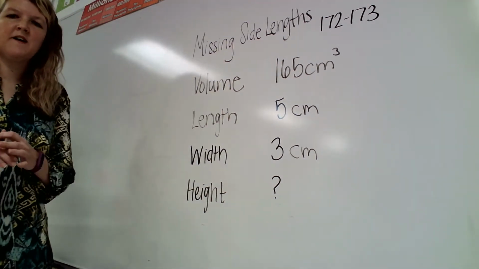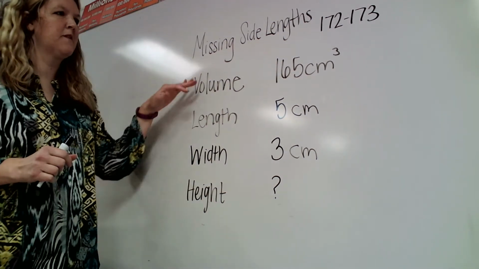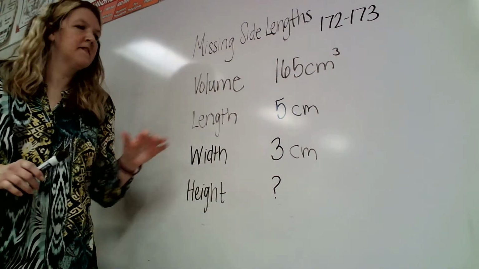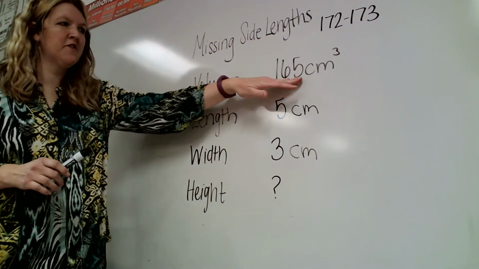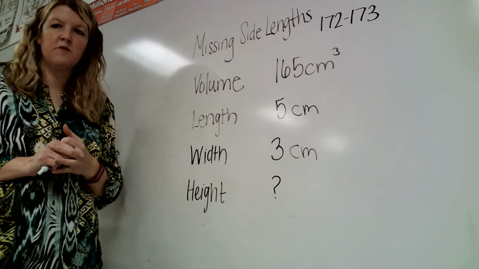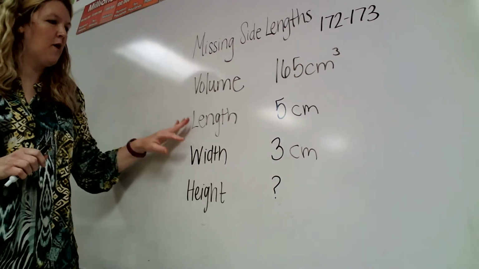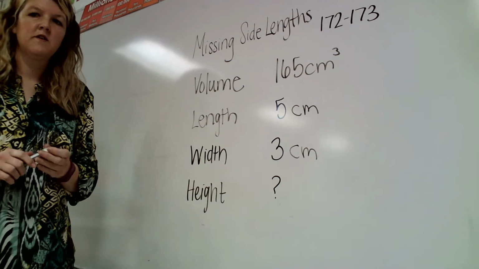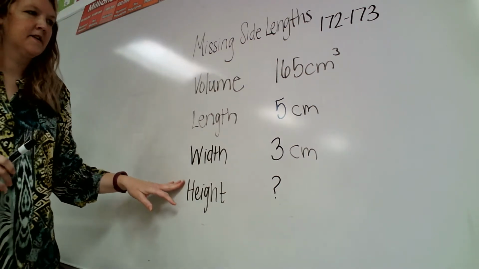All right, now we're going to find the missing side lengths whenever we're given the volume and then two other sides. So in this example, I've given the volume of 165 cubic centimeters. So remember, volume is length times width times height. So I'm also given the length of 5 and a width of 3 centimeters.